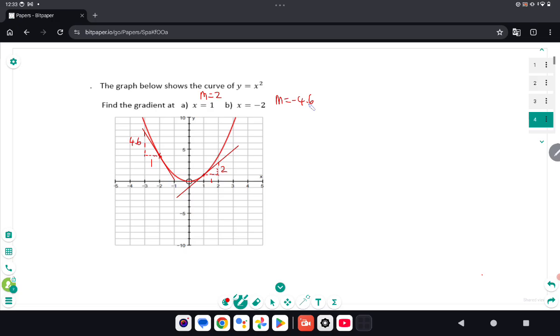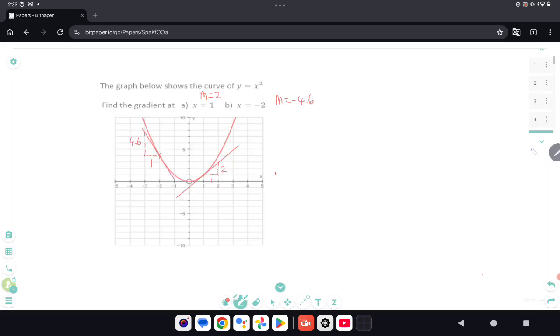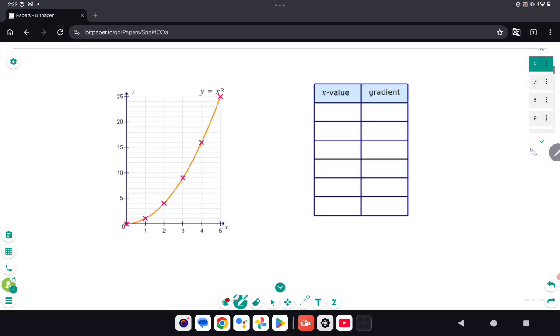Okay, so what are you thinking about this method to find the gradient? Well, it's not very accurate, is it? Your tangents, people may draw them slightly differently, you can't get it exactly correct. So it would be useful to have a different method of finding the gradient. Now, I know this different method. So let's just have a look here.